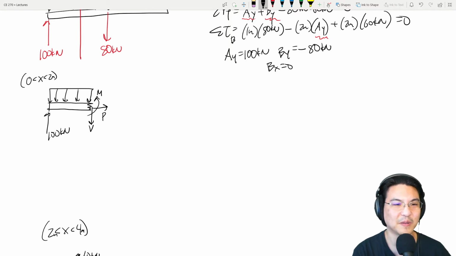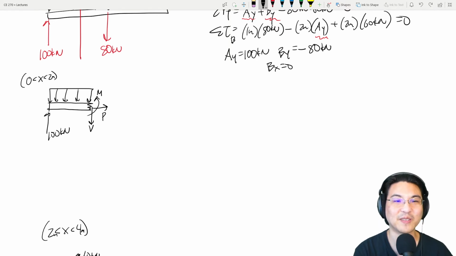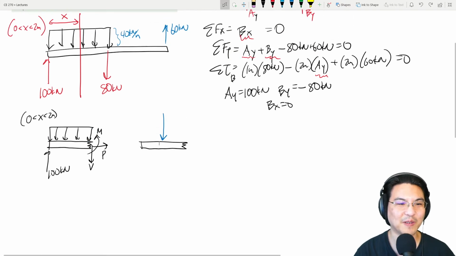Okay, so now how do we analyze this? Now that we cut the section, it's okay to represent this distributed load as a single discrete force. Now what is the magnitude of this? It's the area of this rectangle. What's the area of the rectangle? How far is it from here to here?